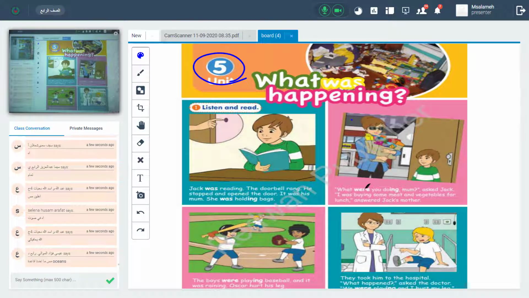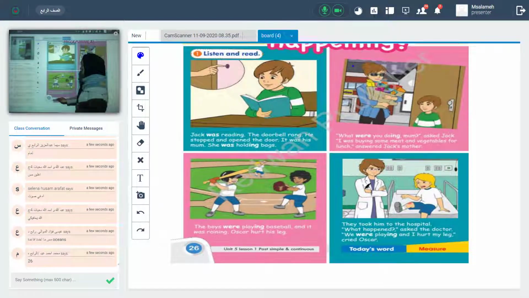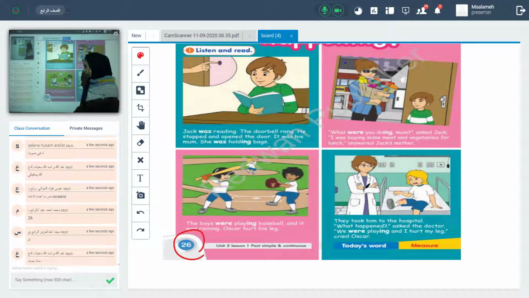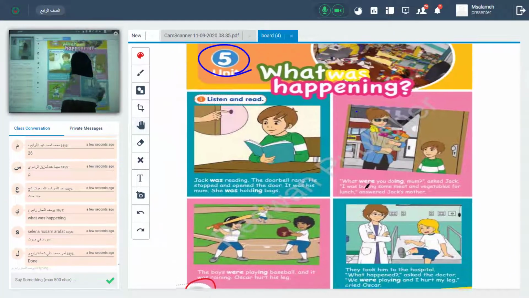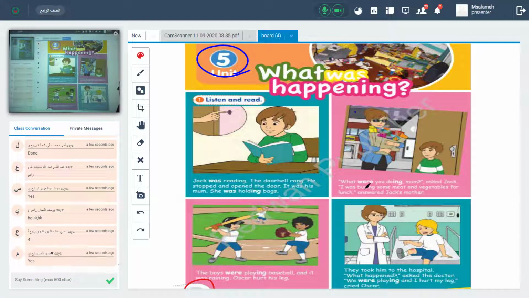Please, my students, open your book at page 26. Open your book at page 26. Ready? Okay. Are you ready? Did you open your book? Okay, the title is What Was Happening?